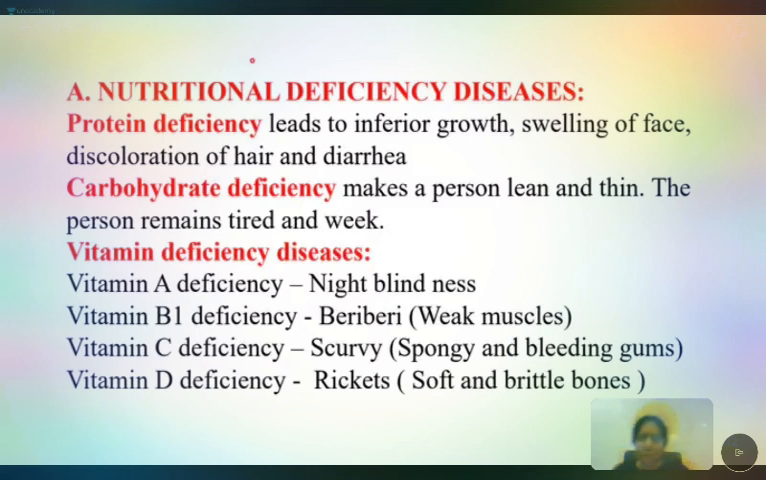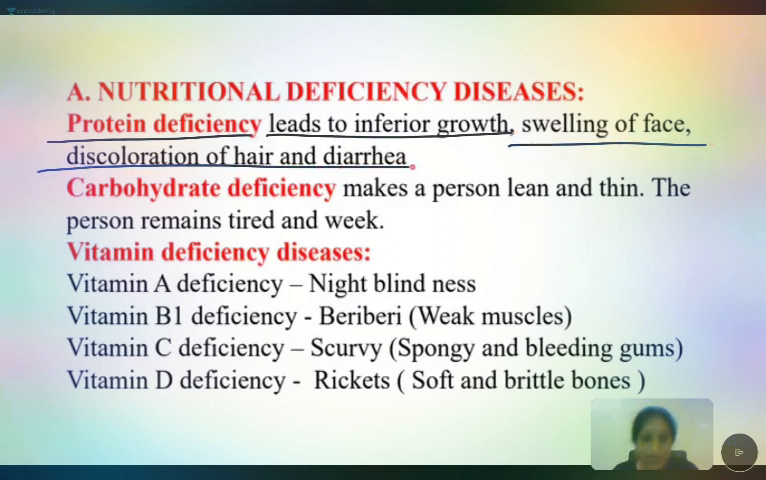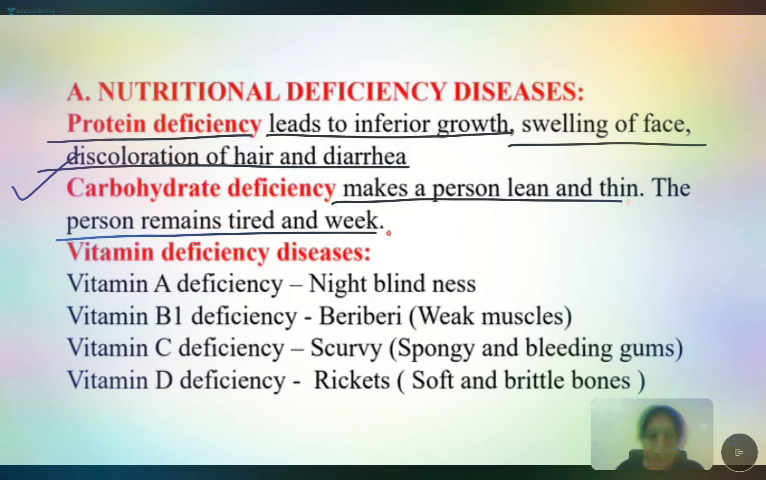In the nutritional deficiency diseases, protein deficiency leads to inferior growth, swelling of the face, discoloration of hair and diarrhea. These are the symptoms of protein deficiency. Is it clear? Next, carbohydrate deficiency makes a person lean and thin. The person remains tired and weak because of carbohydrate deficiency. Clear for all of you? Can we proceed?